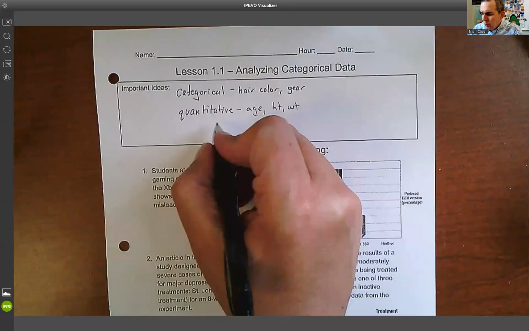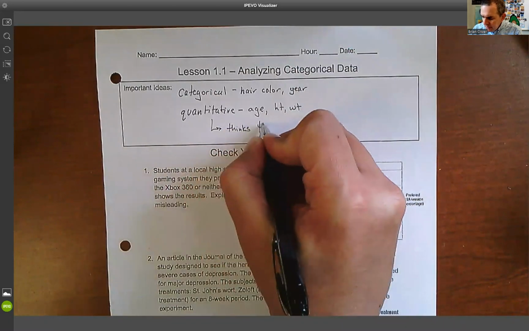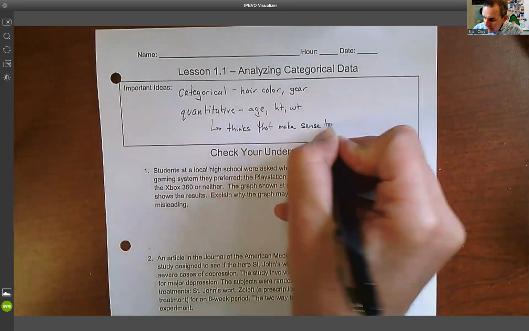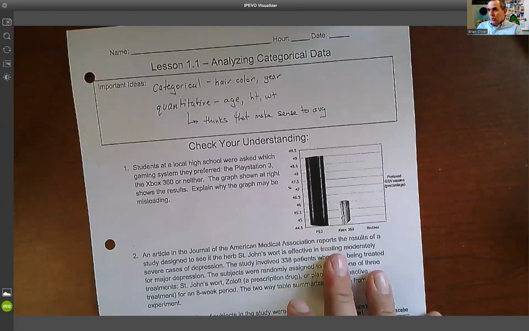A big thing to remember about quantitative is it's things that make sense to average. What I mean is, your zip code is a number. 22309 is my zip code. But it would make absolutely no sense to ever average those. Your student ID number is another number, but it would make no sense for me to average your student ID numbers. So ask yourself, does it make sense to average it? That's our categorical and our quantitative.